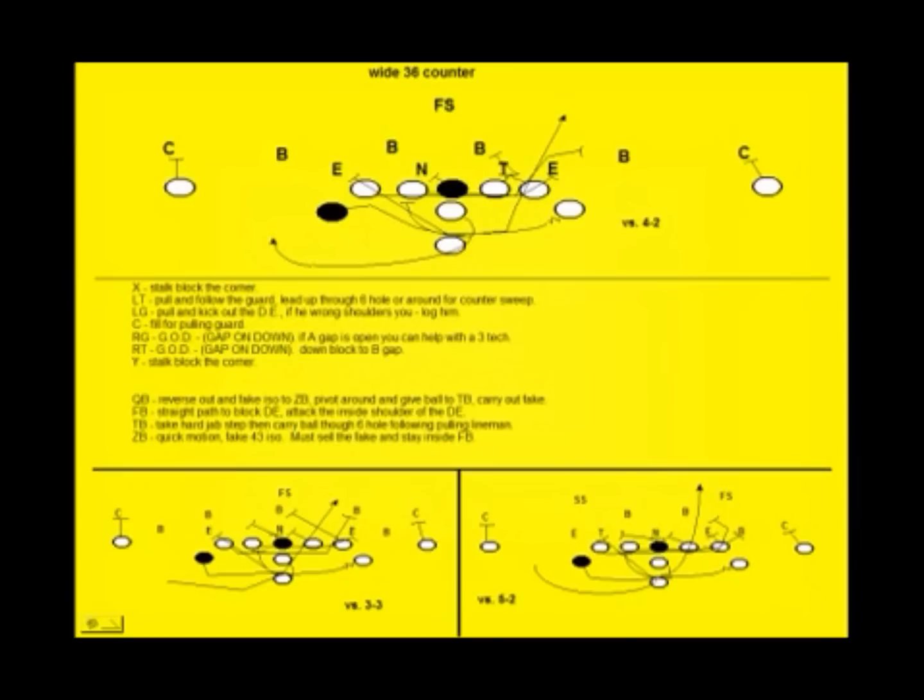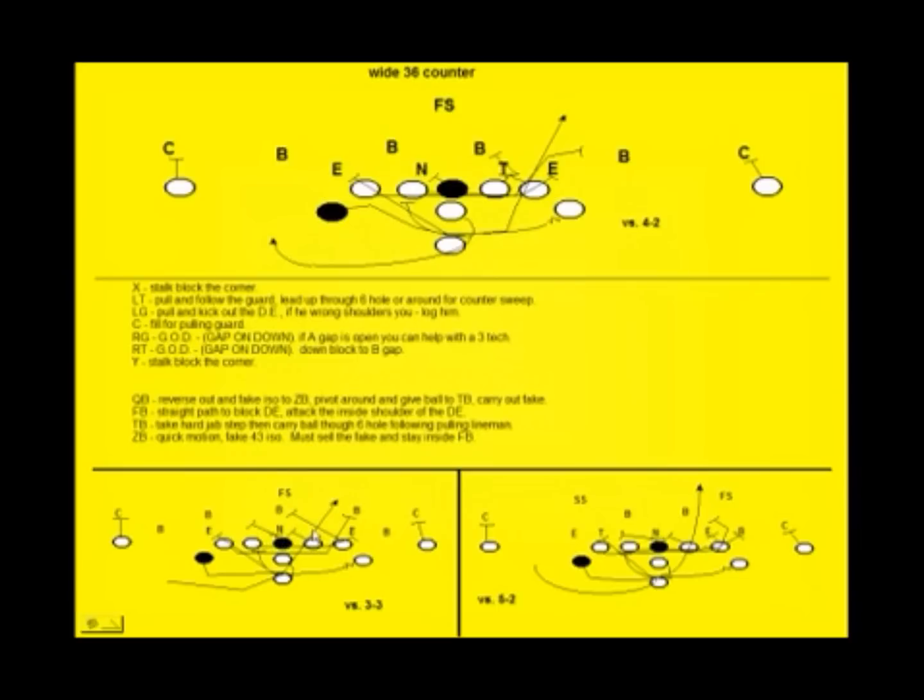So it can be a counter, which is what we want. We want this end upfield because we want to bring it underneath. But if he does log it, then we'll bounce it. Okay, down here is versus a 3-3, which we see a ton of because we see it every day at practice. All right, that's because it's what we run. So here against the 3-3, again, gap on down.